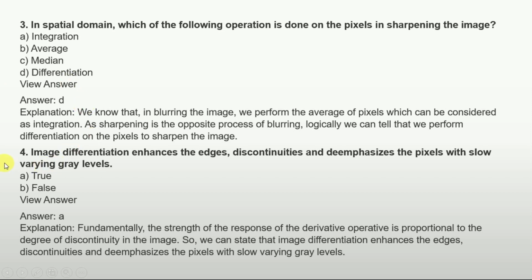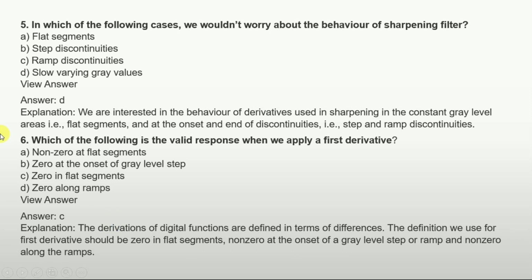And the next question is, image differentiation enhances the edges, discontinuities and de-emphasizes the pixels with slowly varying gray levels. That is true or false? So the answer is true. In which of the following cases would we not worry about the behavior of the sharpening filter? Flat segments, step discontinuities, ramp discontinuities, slowly varying gray values. So the answer is option D, that is slowly varying gray values. We can see the explanation as well.